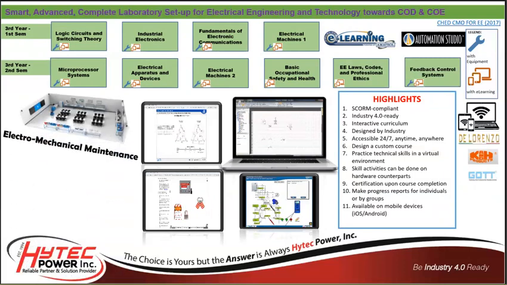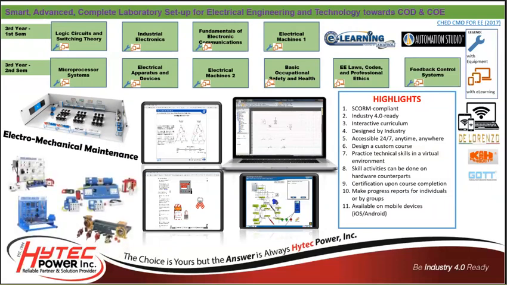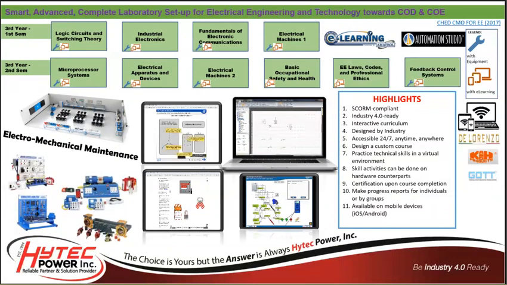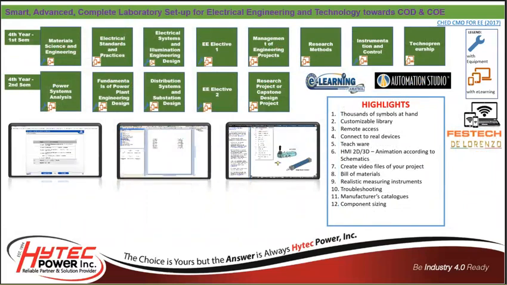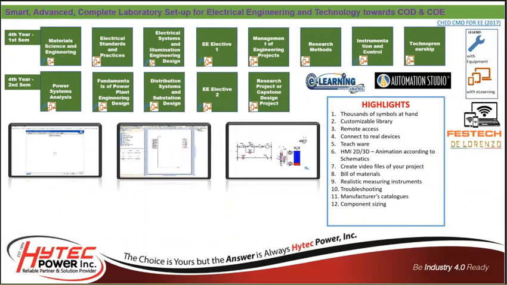So here we have the electromechanical maintenance with equivalent hardware. We have the electric motor control, transformers, motor rewinding to electrical machines up to industry application for vibration analysis. Next, we have our fourth year, first sem and second sem. Now, here we will have the higher professional courses like electrical standards and practices, instrumentation and control, electrical power systems up to research. Again, here, we will be having our Amatrol and Automation Studio as our e-learning solutions.